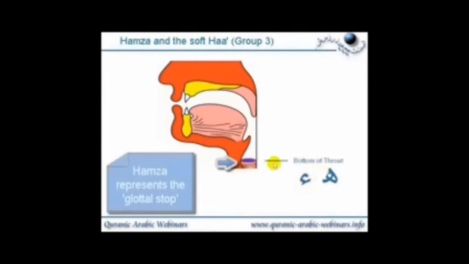So in Arabic that's represented by the letter Hamza, and that's why it's drawn right at the bottom of the throat. And the small letter Ha, which is a very soft Ha, also originates from the bottom of your throat.